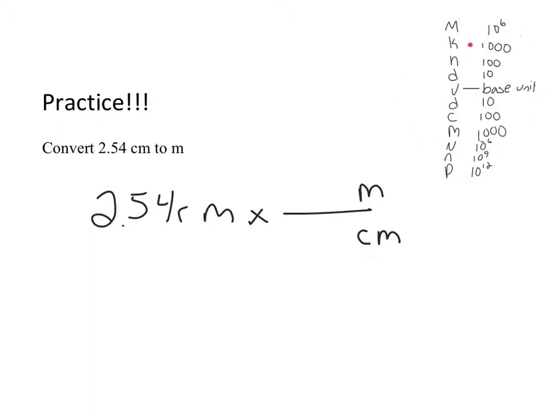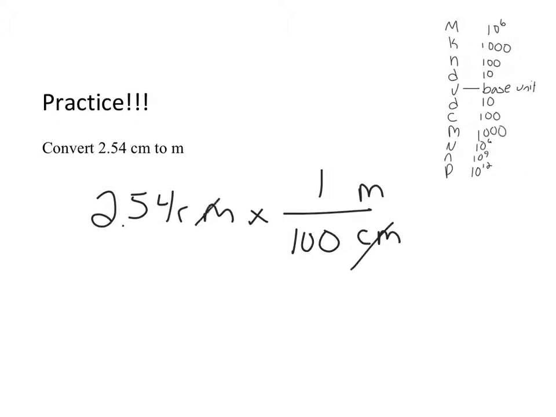Okay, so I want to solve this practice problem. So I have 2.54 centimeters, and I want to convert that to meters. So I drop centimeters, and I'm going to go to meters, and I look at my list up here in the top right-hand corner, and centi is right here, and meters is a base unit, which is right here. So meters is still higher, so I put a 1 there, and centi means 100, so I put that there.